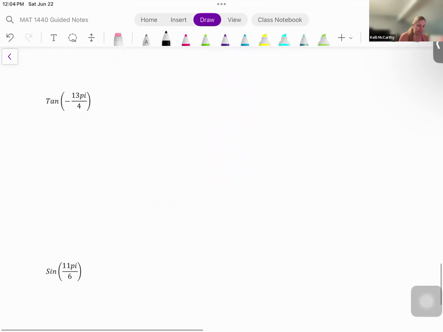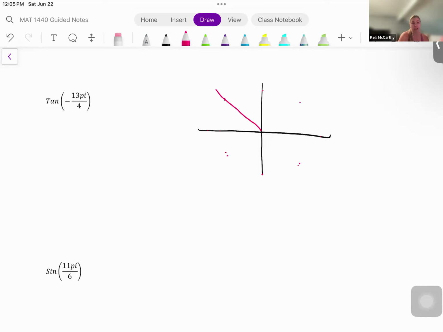Tangent of negative 13 pi over 4. Now, you can simplify 13 pi over 4 if you want to, but I'm just going to count because I feel like it's just as easy, and it doesn't require quite as much effort in my brain. So for a negative angle, remember, we're going to start counting clockwise. So here's 1 pi over 4, 2 pi over 4, 3, 4, 5, 6, 7, 8 pi over 4, or negative 8 pi over 4, is going to bring me back to 0. Okay, so I know I'm on the right track. So I'm at 8, 9, 10, 11, 12, 13 pi over 4, which is going to terminate in that second quadrant.